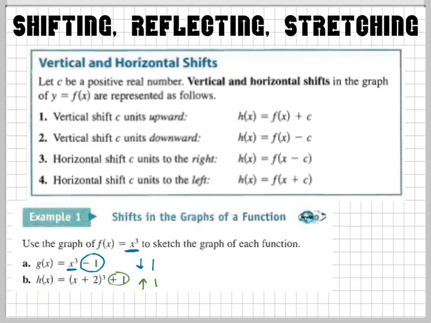But this function also has a plus 2 right here on the x. Now the plus 2 is going to do something different because it's doing it to the x. Which way is it going to shift it? Yeah, that will shift to the left. So I'm going to point an arrow to the left. Left how many? 2. And that's it.